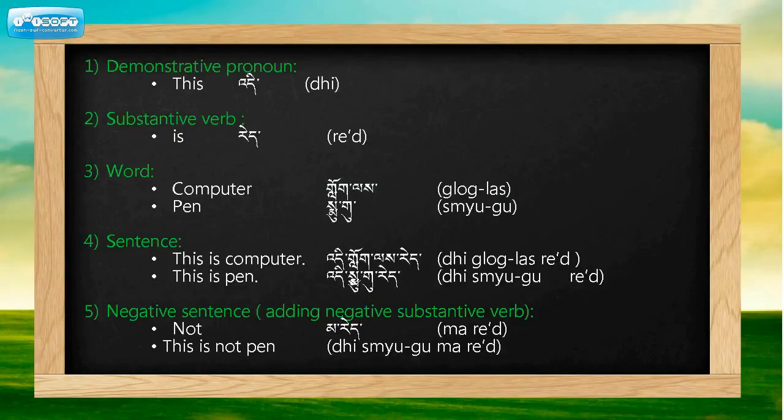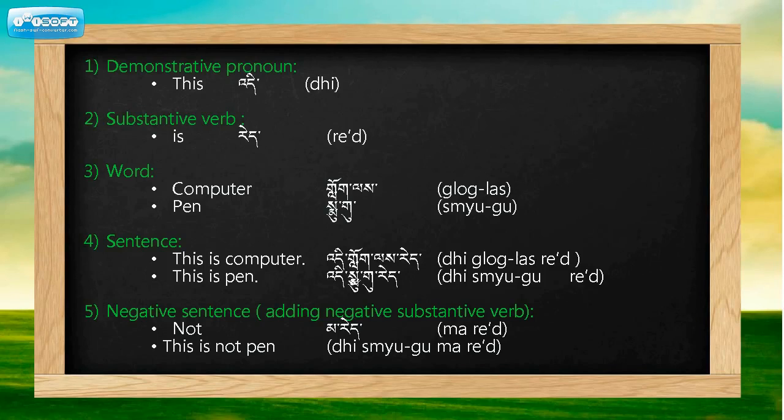Unit 1, Chapter 4. Now let's move on to demonstrative pronouns. For this, in Tibetan, it's di. As earlier, our substantive verb for is would be re as well. Our new words: for computer, it's lokle, and for pen, it would be nyuku.